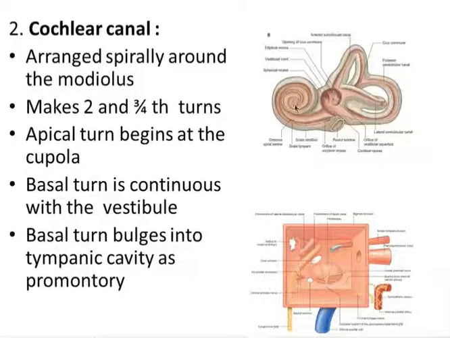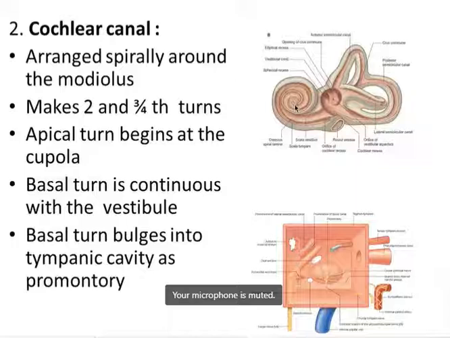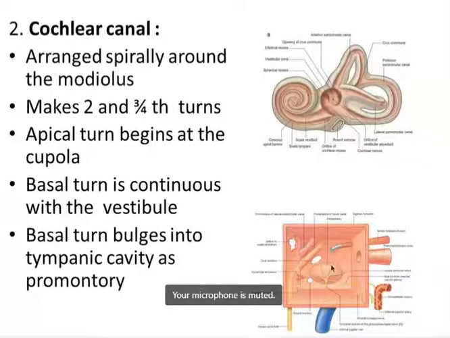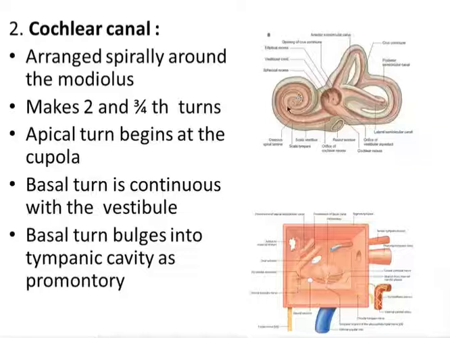And when this cochlea makes a turn, because of this you will find a bulge in the medial wall of the middle ear cavity, which is known as the promontory. So you should know that the medial wall of the middle ear cavity consists of a bulge. This bulge is known as the promontory. How is this bulge formed? It is because of the basal turn of the cochlea.